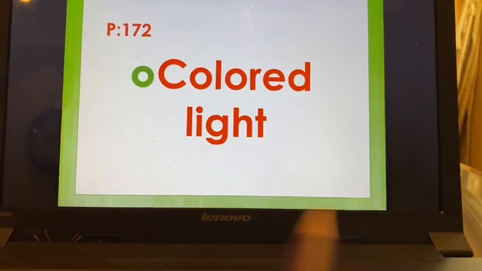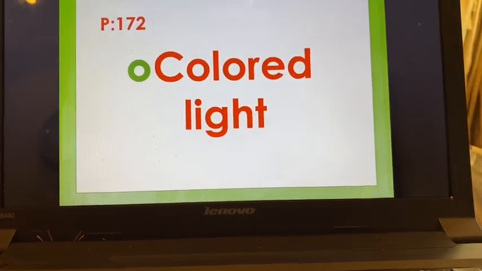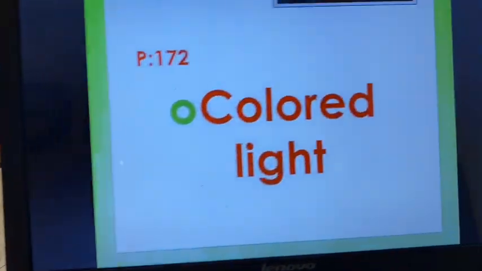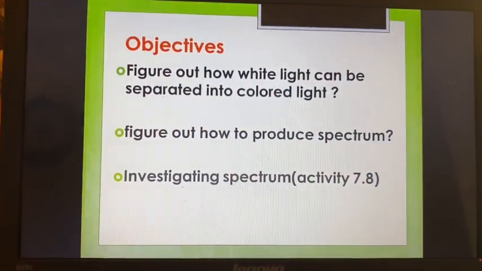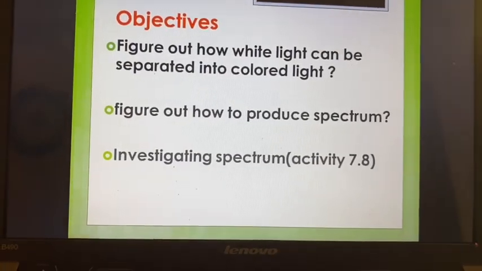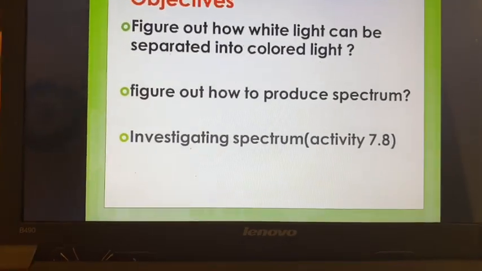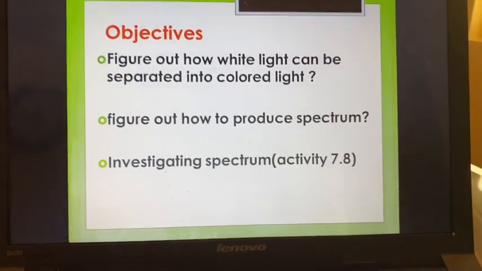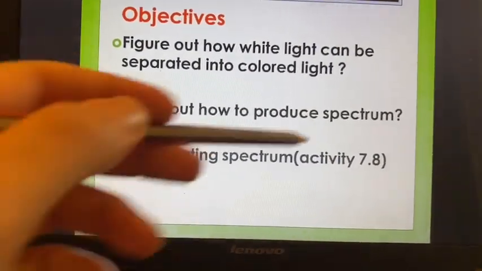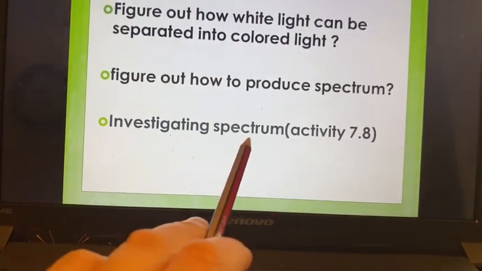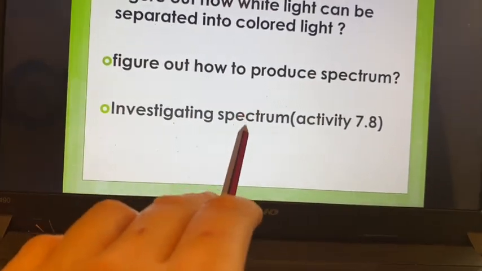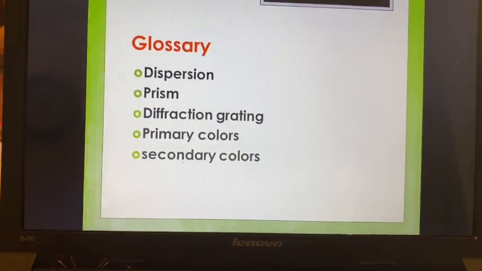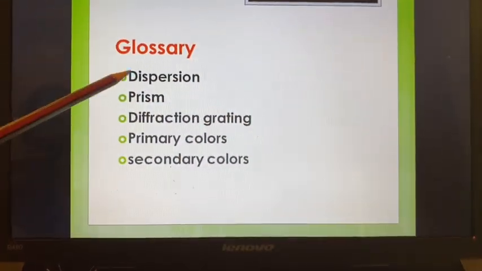Okay, so today the new lesson is on page 172. We will talk about colored light. This is our lesson for today. In today's objectives, we will figure out how white light can be separated into colored light. We want to find out how it happens. Figure out how to produce a spectrum and investigate the spectrum. I don't know if you know what a spectrum is, we will learn it today. These are the new words for today.